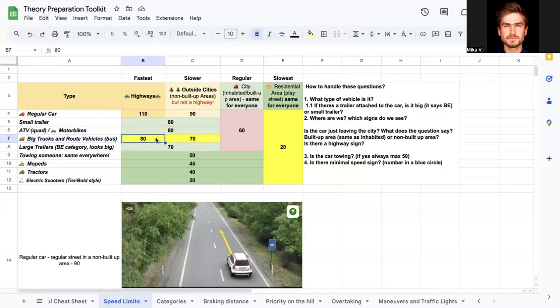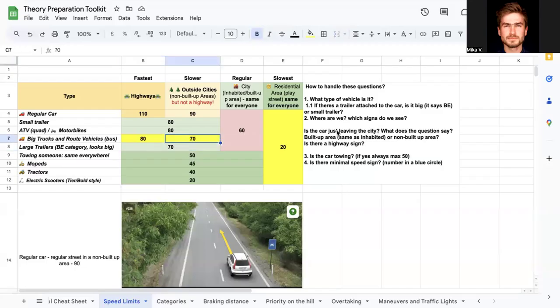Sometimes they need to go on the highway, for example, between Rustavi and Tbilisi, right? There is the highway, and there is 70 for outside cities. So generally more similar to large trailers than to a regular car.